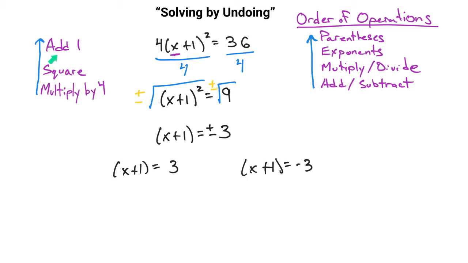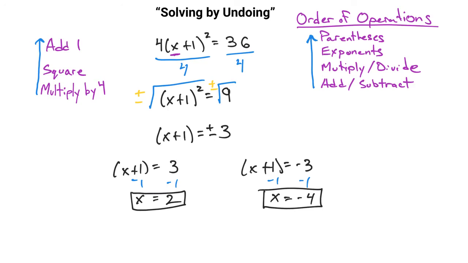And we finish by undoing the adding of 1. To undo that, you of course subtract 1 from both sides. As you subtract 1 from both sides of these equations, you end up with x equals 2 and x equals negative 4. And those would be your two solutions to the equation 4 times (x + 1) squared equals 36 using the solving by undoing method.